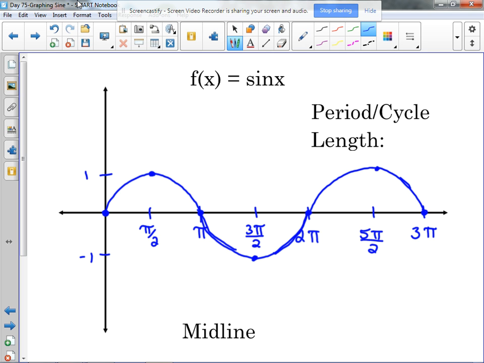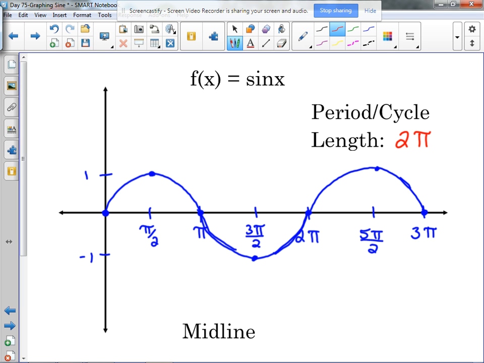Let's talk about this term period. Your trig functions are periodic functions. It means it repeats itself every certain number of units. If we look at it, we start here at the origin, we hit our maximum, we go back through the x-axis, we hit our minimum, and then we end back up where we started. Then we repeat the process. So we completed one complete cycle in 2 pi units.